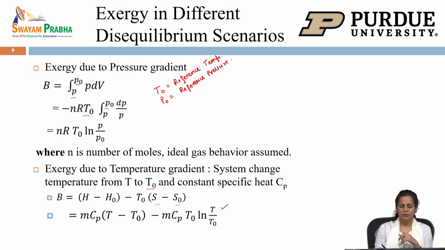So, this is a simple equation that you will use if you know that you have streams at different temperatures, and you want the exergy content of those streams that are entering your flow system or your LCA system based on the temperature gradient.